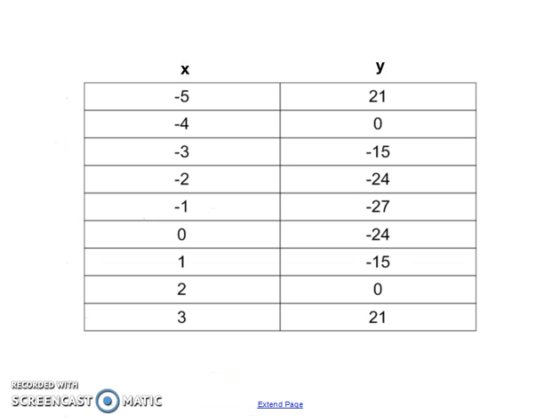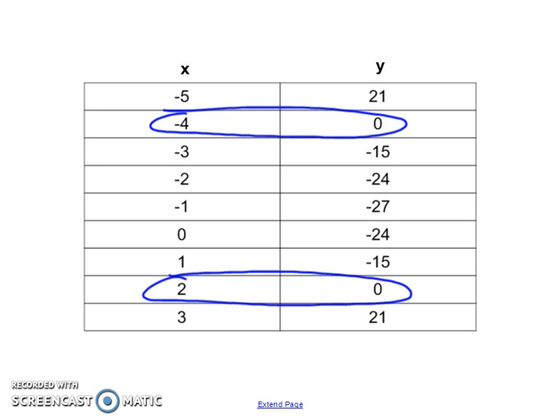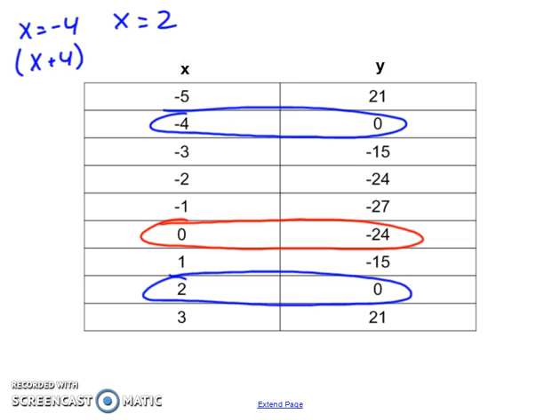And if we look at this last example, same idea. We're going to focus on the x-intercepts and the y-intercept. So here's an x-intercept. Here's another x-intercept. And here is our y-intercept. So if -4 is an x-intercept, that's going to be x plus 4. If x equals 2 is an intercept, that's going to be x minus 2. I'm going to FOIL these together. So x squared minus 2x plus 4x, so plus 2x minus 8.